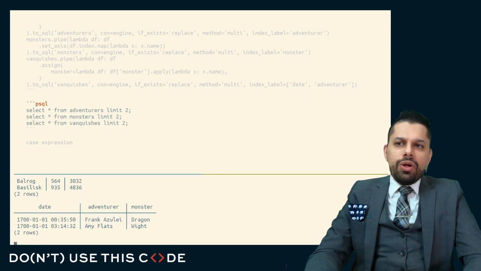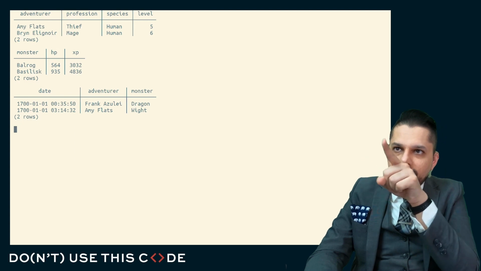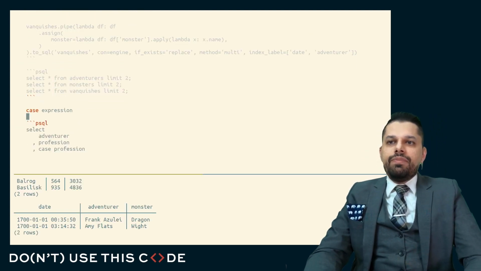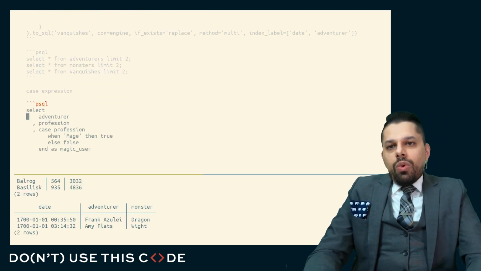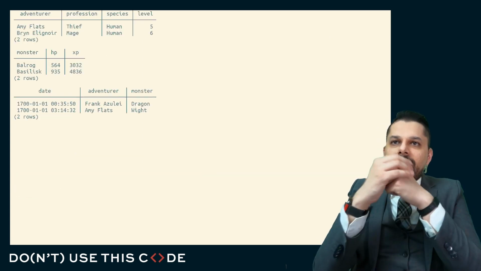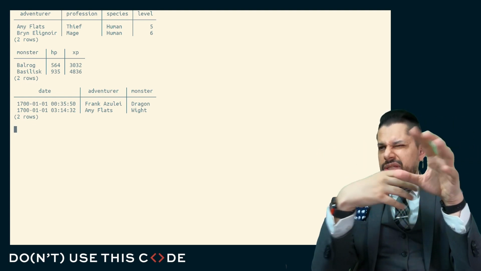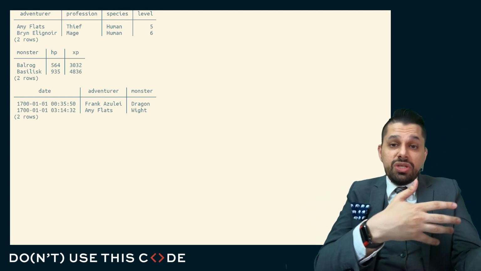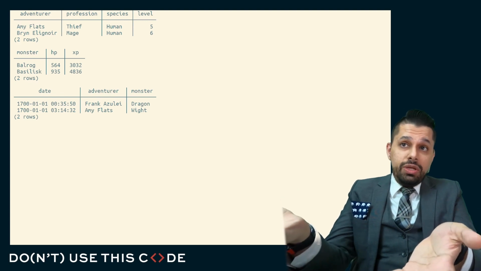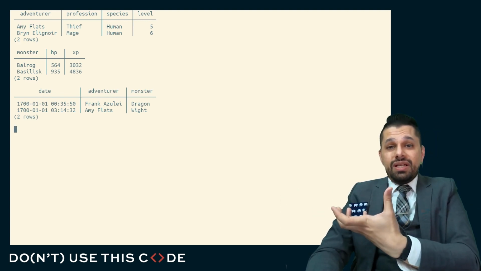Of course, we can eyeball the data very quickly. Okay, that's what's in the data: the adventurer, the profession, the species, the level, the monster, the HP, the XP. Okay, very good. What if I wanted to identify which adventurers were magic users? Well, I know that I have thieves, mages, clerics, and warriors, and I know that clerics and mages, or just mages, are magic users. Maybe spellcasters would be only mages. Well, this is an expression that I want to compute off of an existing column.